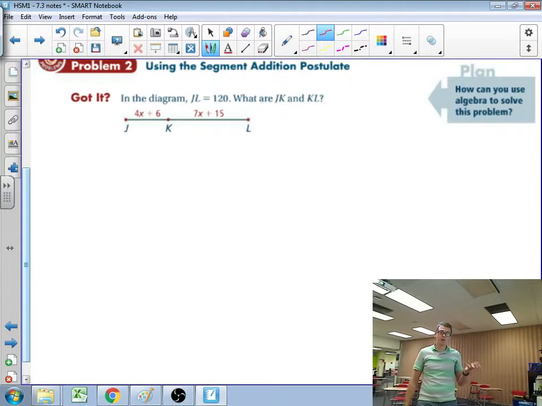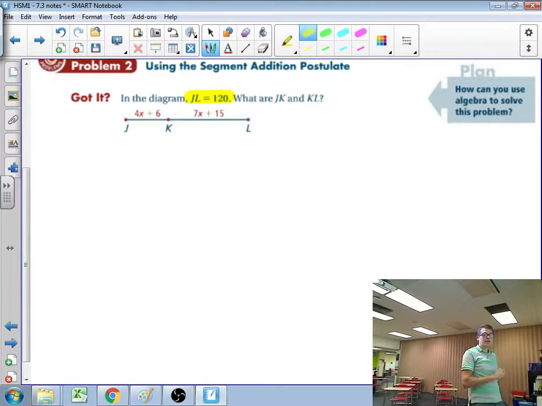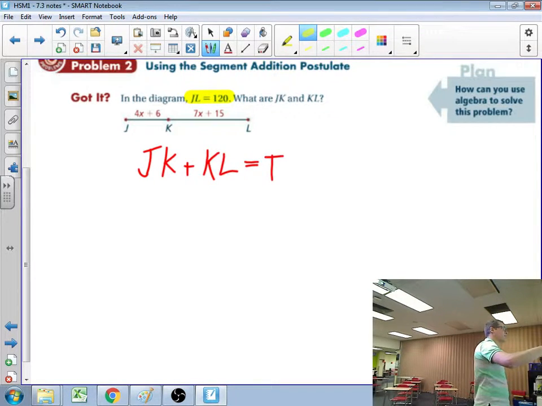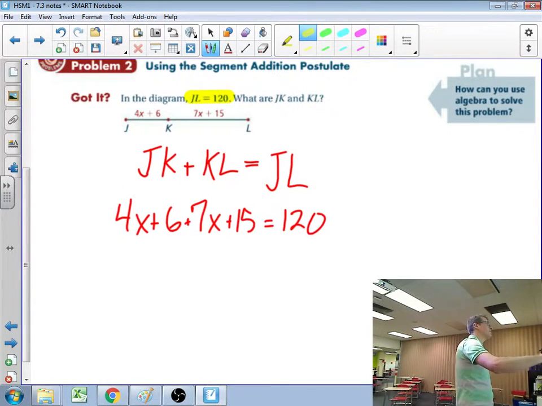So we see that JL is 120, and they want us to figure out what are the lengths of JK and KL. Since this is telling me the length of the entire line, the first thing I do is add together the segments that I have to get the length of the entire line. So I'm going to add JK plus KL to get my JL. Sorry, I think I called that I at one point. JK is 4x plus 6. KL is 7x plus 15. Remember that we can only combine like terms, and this will add up to be 120.